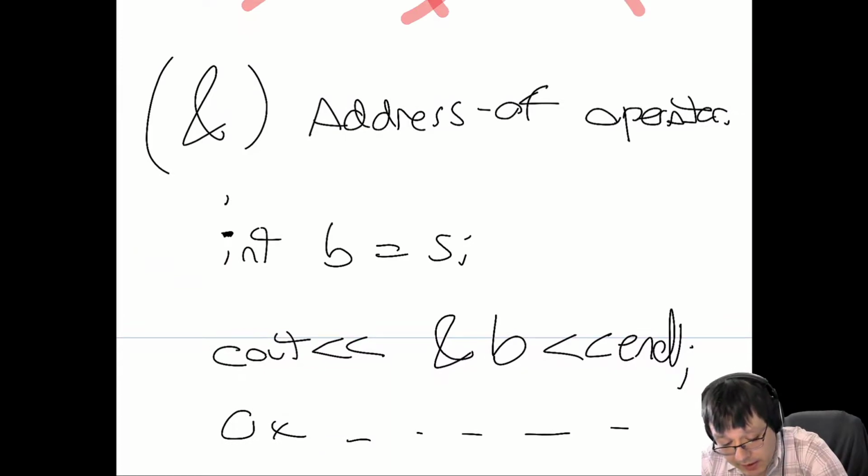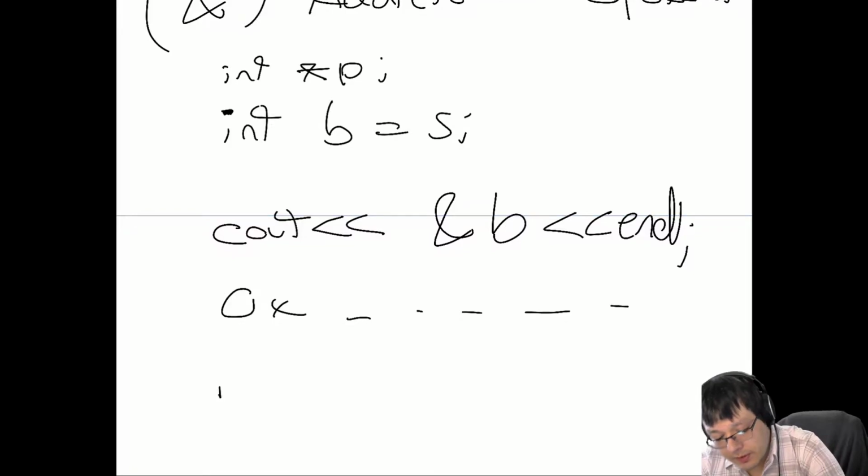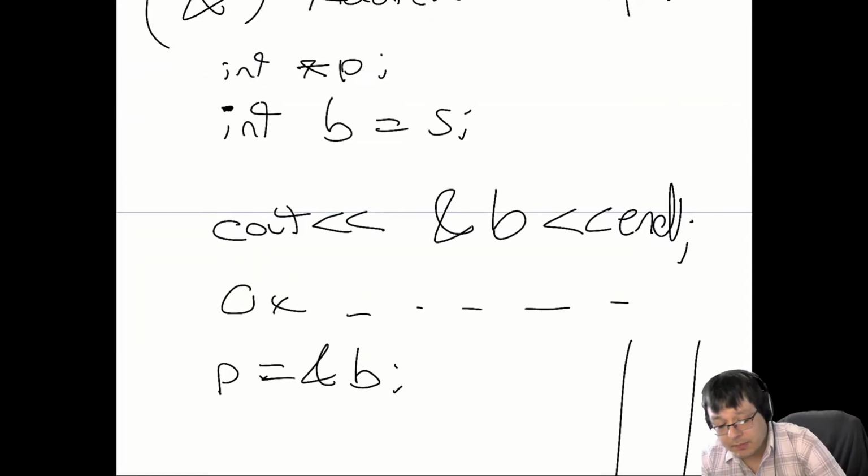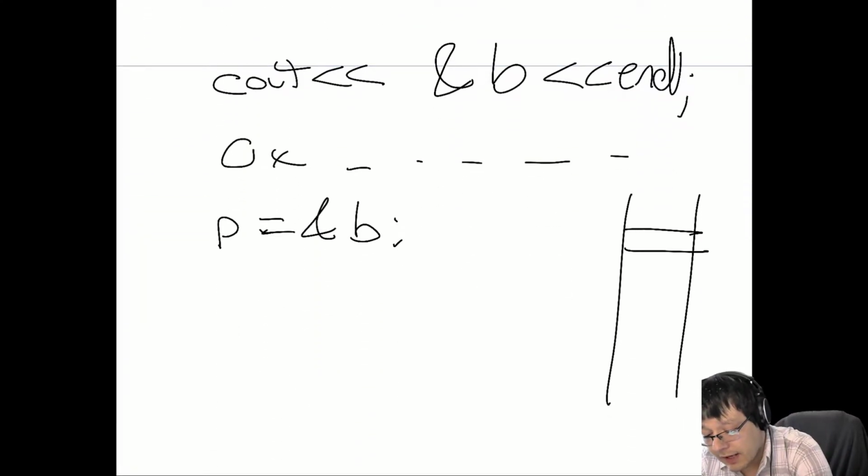So if you want to make a pointer, let's say we make p as a pointer, we can say p is going to store the address of b, which means that now in memory, both p and b are stored on the stack. So they're probably close to each other, actually.